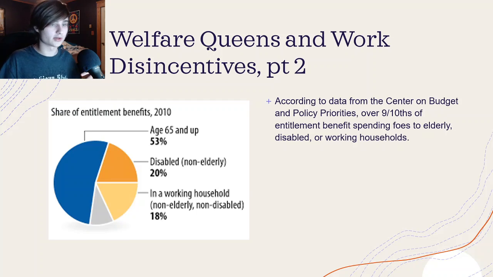Additionally, according to data from the Center on Budget and Policy Priorities, over 9/10 of the entitlement benefit spending, ignore the typo, goes to elderly, disabled, or working households. So contrary to the idea that we're just giving all this money to welfare queens who sit around living off of welfare because they don't want to find a job, almost all of our welfare spending goes to people who are working or can't work.